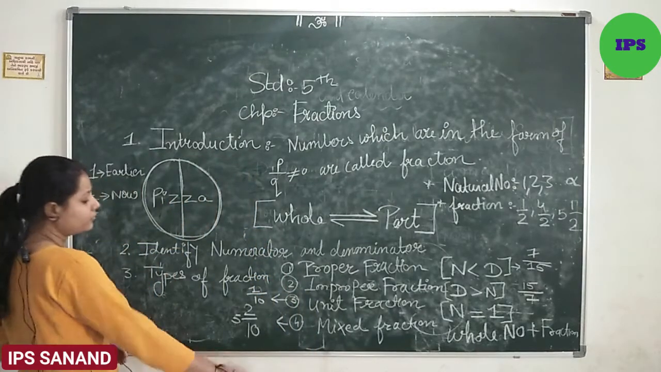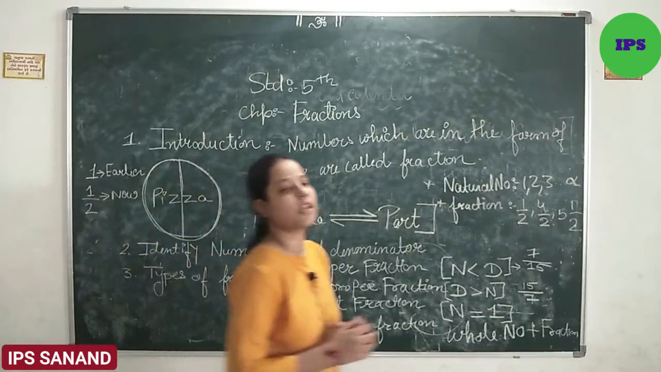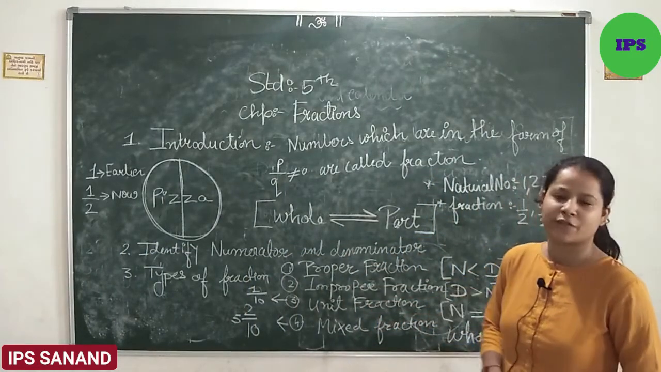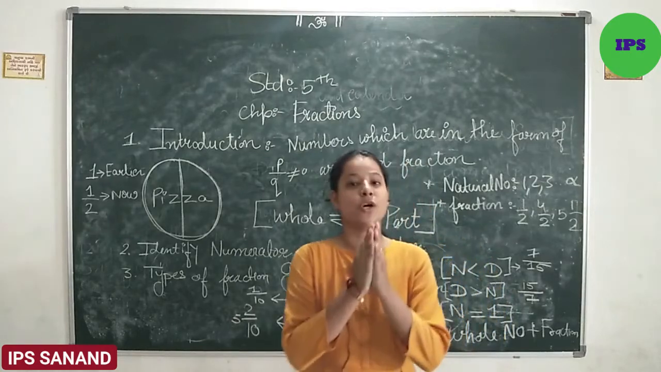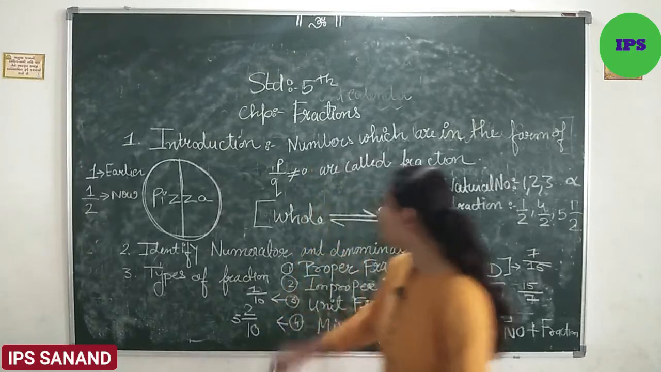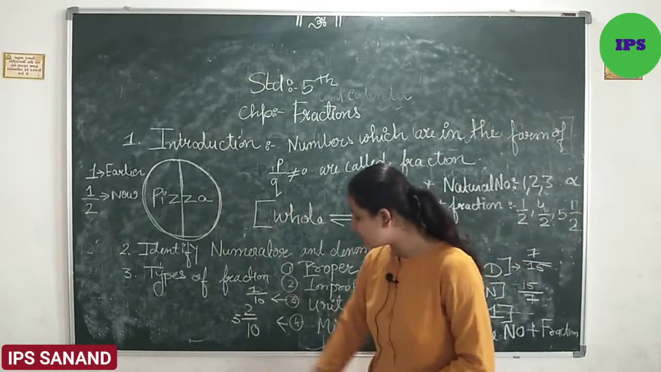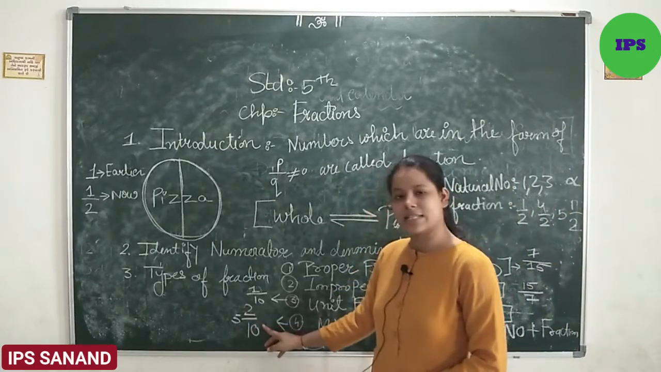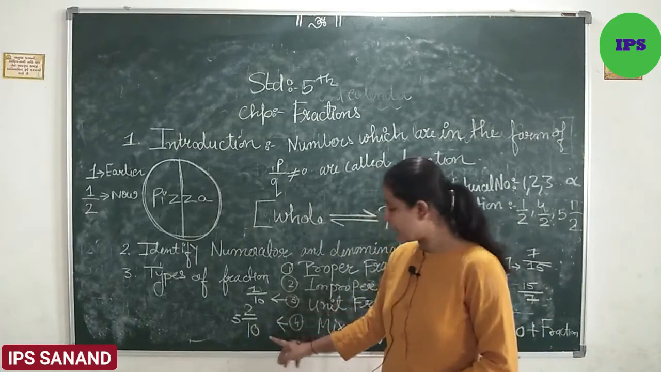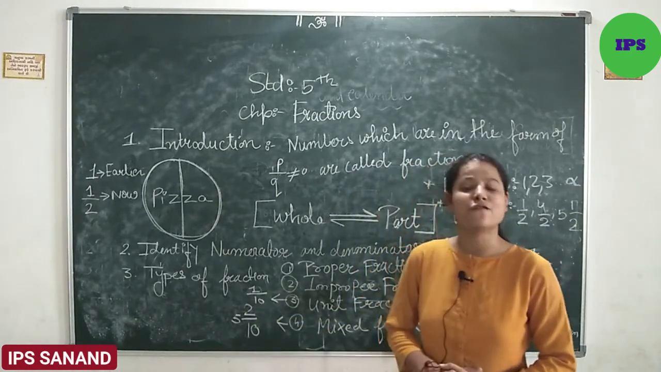Now mixed fraction. What are mixed fractions? This mixed fraction is different from the proper, improper and unit fractions. In a mixed fraction you will have the whole part as well as the fractional part. How will you write this? You can write this as 5 2 by 10. Repeat with me, 5 2 by 10. Here 5 is my whole part and 2 by 10 is my fractional part.